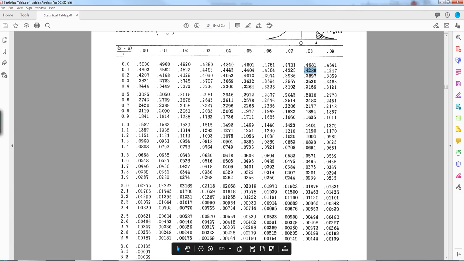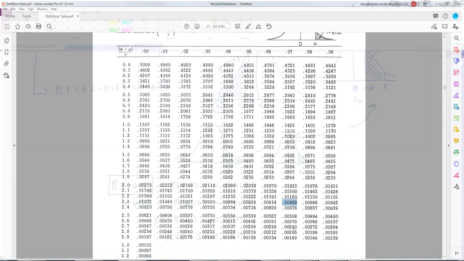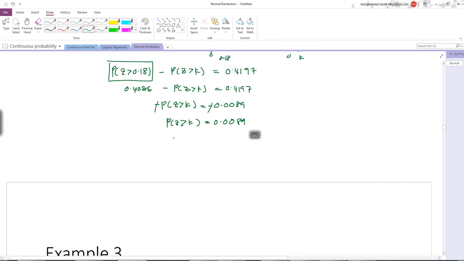0.0089 kita cari dalam ni. 0.00 ada 2 0 kan? 0.0089. Okay. Paling dekat is 0.00889. So it should be 2.37. So K is equal to 2.37.